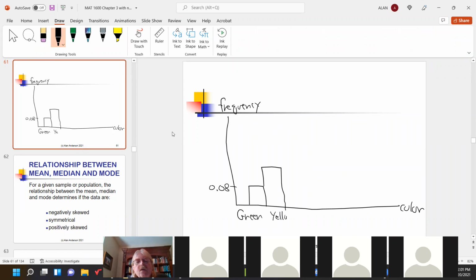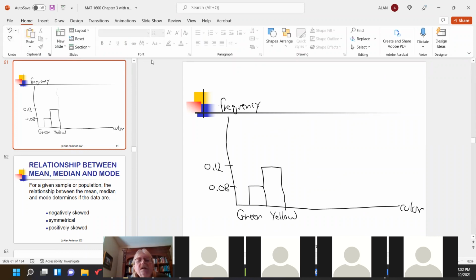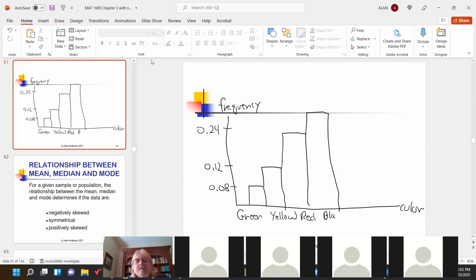And let's say yellow wasn't all that popular either. Only 12% wanted yellow. And then all of a sudden, boom, we had a huge number of people who wanted red. 24%, and then black was 30%. And then we had silver about 24%, and pink. Actually, pink was very popular. Let's say this was orange.